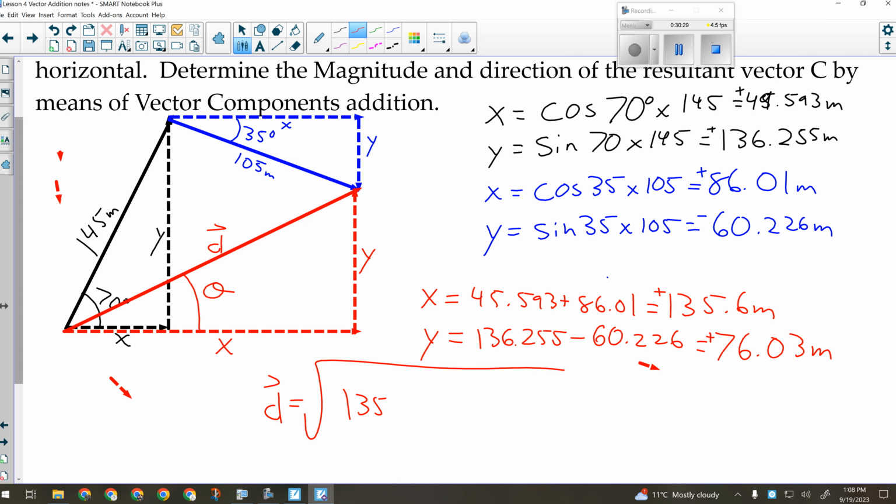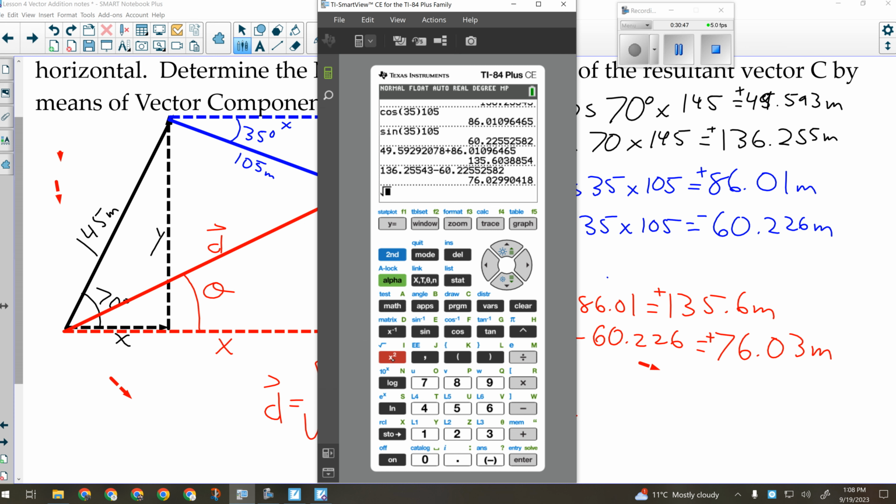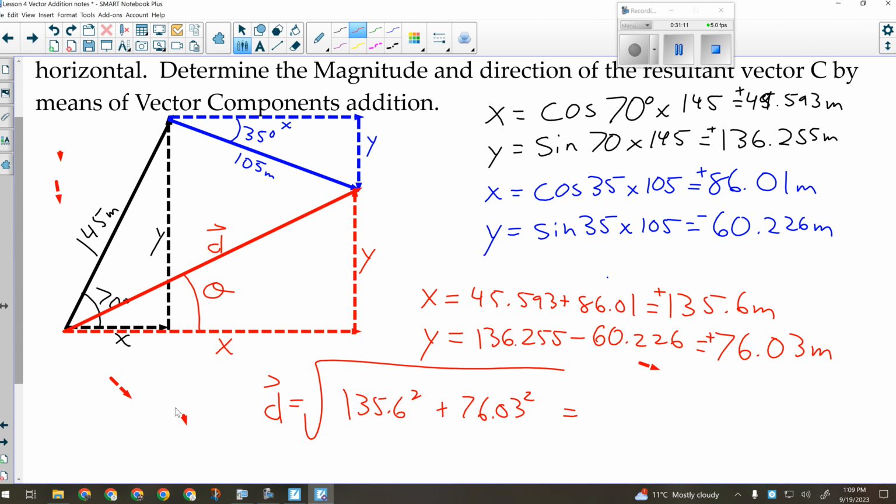So 135.6 squared plus 76.03 squared. Once again, keep all the decimals. All right, I'm going back into my calculator and fetching all those decimal places when I punch this in. Okay, so square root of that number squared plus that number with all the decimals squared, because it makes a difference. If you're squaring that and you abbreviate a bunch of decimal places, it makes a difference. Okay, so the magnitude of D is 155.46 meters.